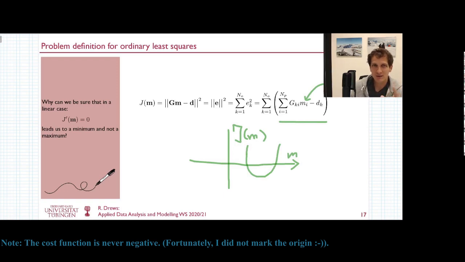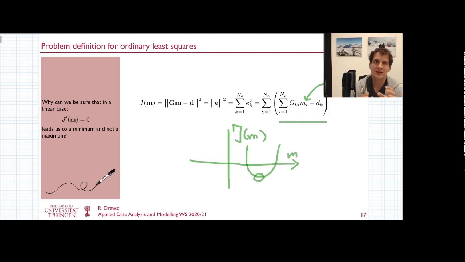And the parabola only has one minimum. There is no maximum or anything else. And this is another takeaway. If your forward model is linear, first of all, you only have one solution for the least square sense, and that is given by the normal equation. And this solution will automatically also be the minimum. There is no need to check for any second derivatives and inflection points of the cost function.